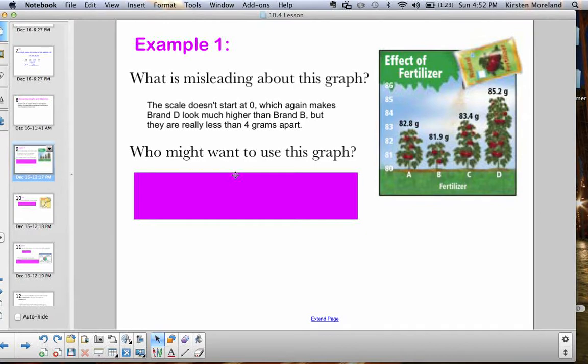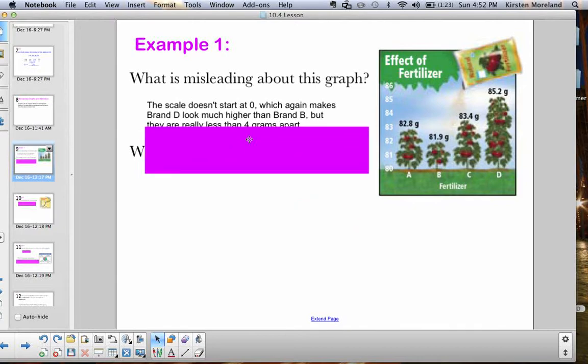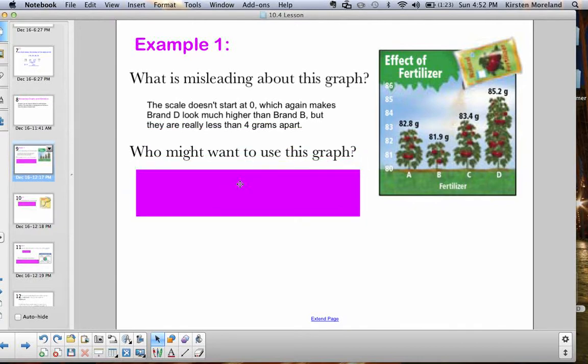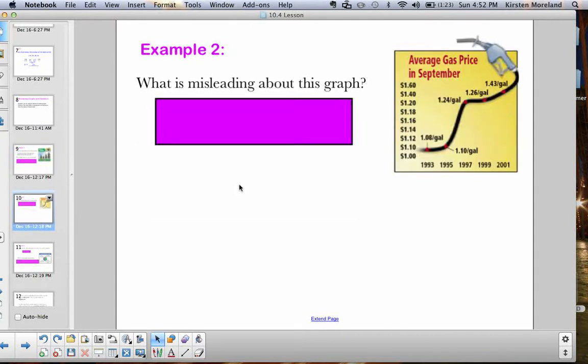People that might want to use this graph are the sellers of brand D, because they want their brand to look much better. However, they would be misleading their customers because it doesn't actually work out that way.